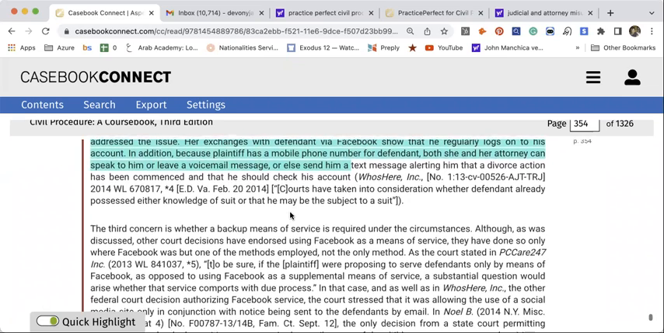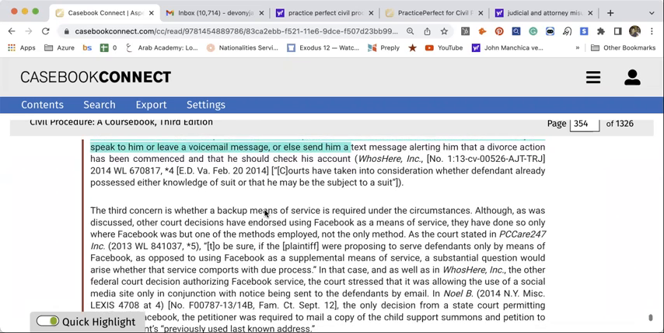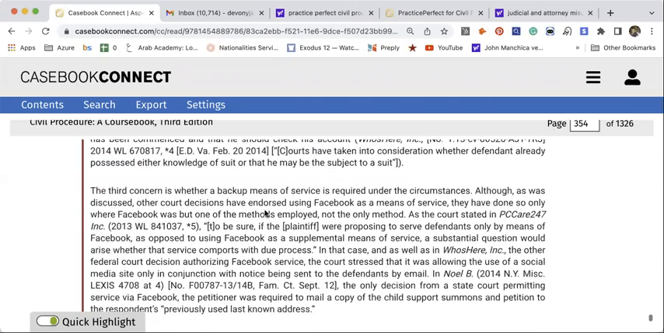Courts have taken into consideration whether the defendant already possessed either knowledge of the suit or that he may be the subject of a suit.